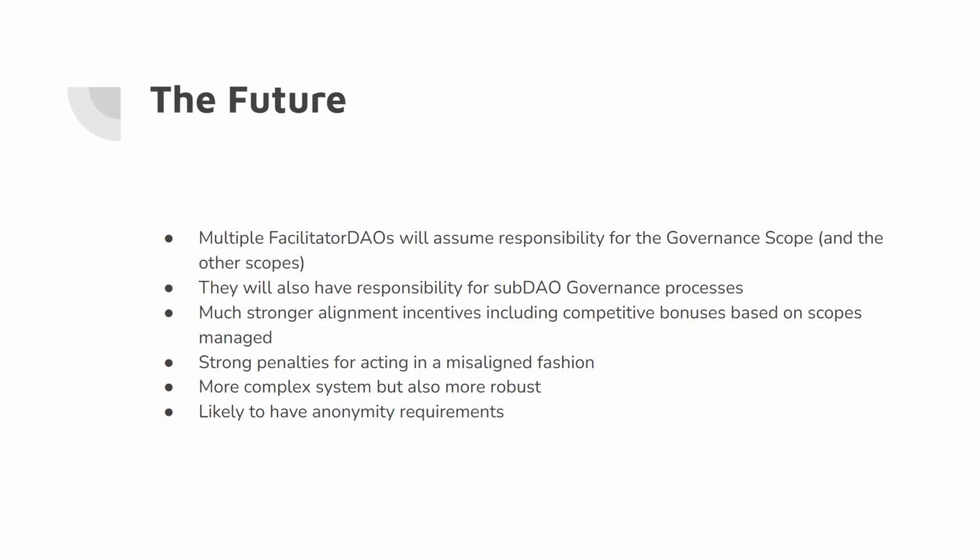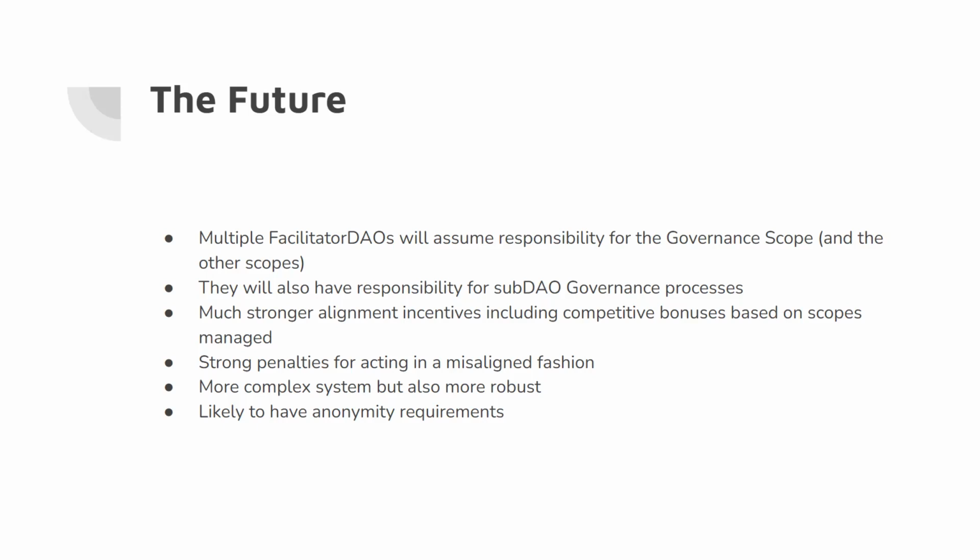To go along with all this, you're going to have much stronger alignment incentives for the facilitator DAOs compared to what GovAlpha gets today. It's going to be competitive. So if you're doing these scopes, you get paid X amount more than if you only do these scopes. So there are going to be much stronger alignment incentives in place for those facilitator DAOs, which is kind of cool. And you're also going to have strong penalties for acting in a misaligned fashion.